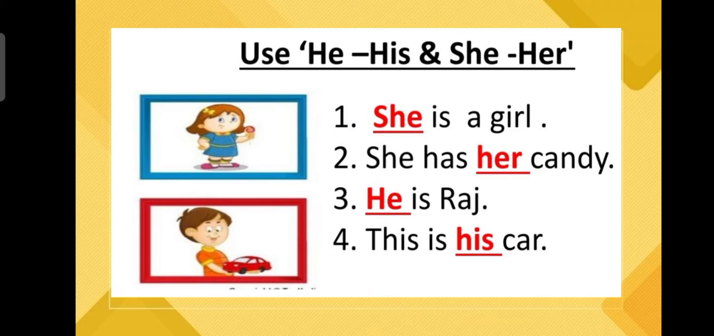Next, use he, his and she, her. So let's see the picture carefully. We can see here is a girl having a candy. So she is a girl.